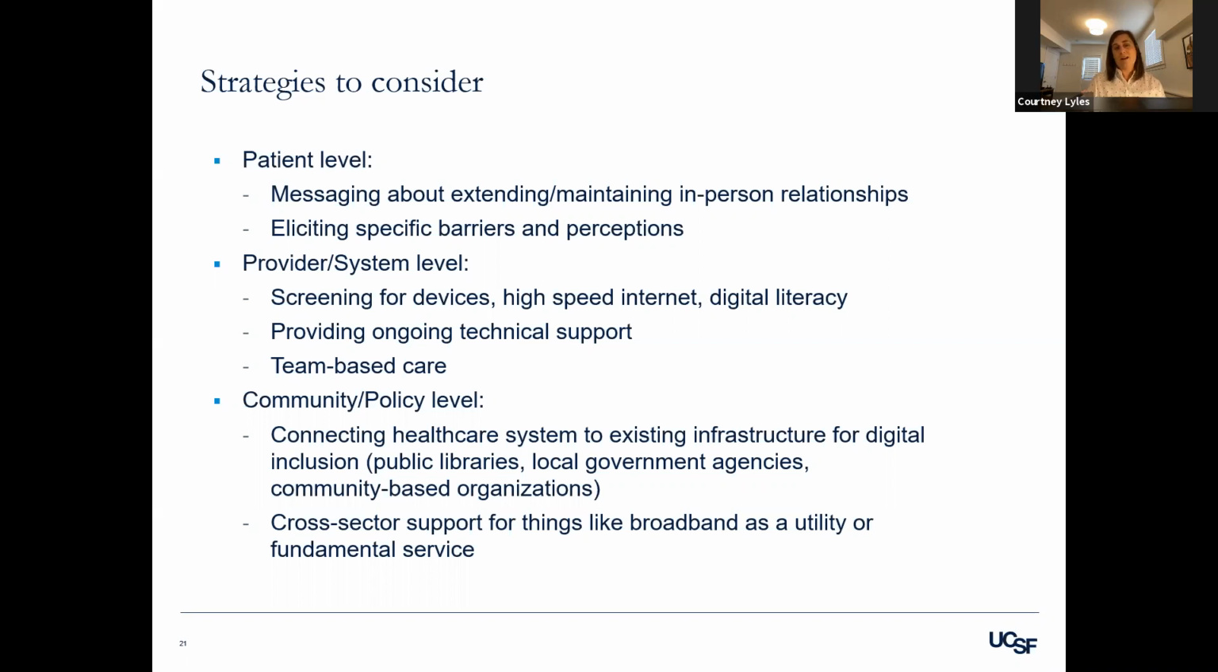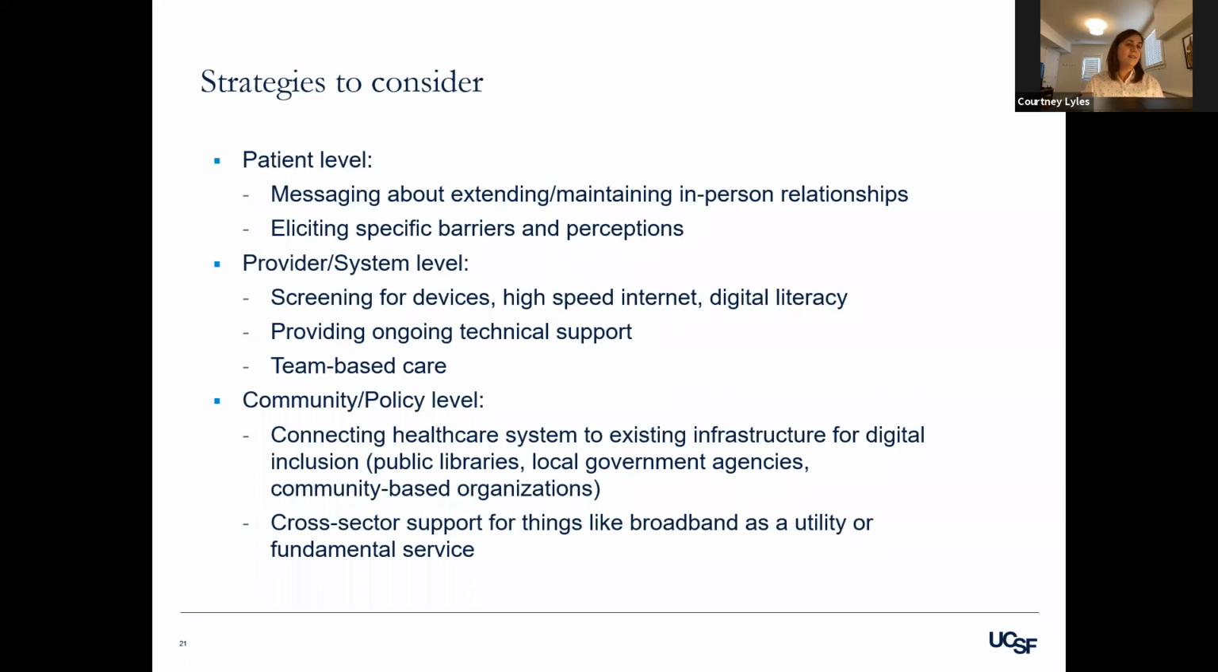And then I think we really need to think about how to do this in a team-based way. We're in a world of telehealth, and I think a lot of it has sort of gone back to that patient-provider dyad, and maybe we need to figure out how to deliver the team element of what we're doing in a virtual way as well.